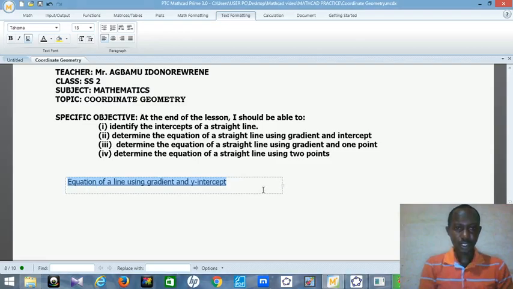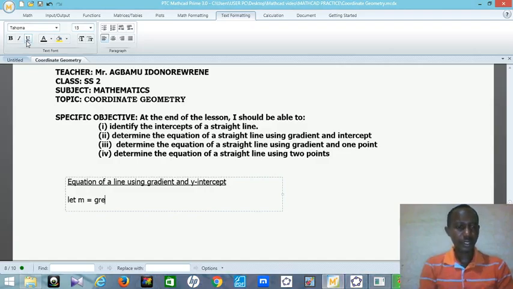For us to do this, let's give names to the variables we are going to use. For example, we need m as a variable. So let's put it in a statement. Let m equal the gradient. I want us to use m to represent gradient in the equation we are going to derive.